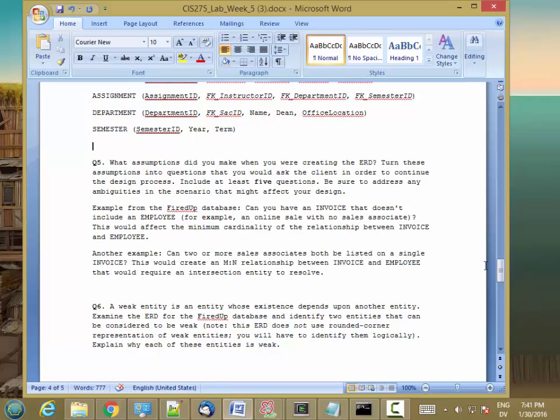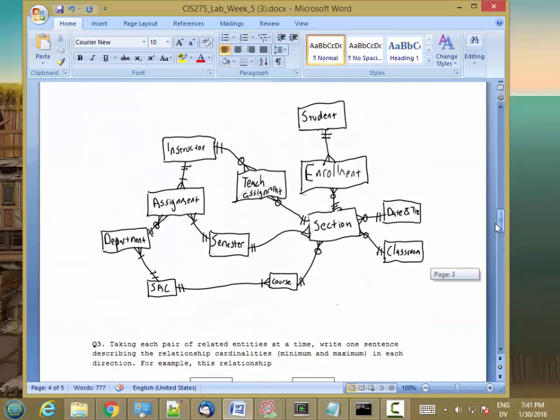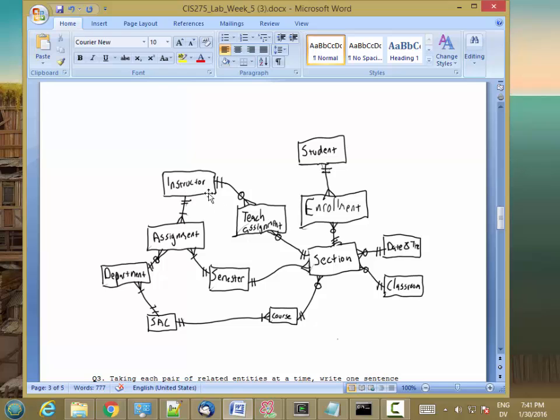So question 5 asks you about your assumptions, and I talked about that a little bit when I was working through the ERD. So basically what you're going to look at is these cardinalities are a good place to start. So looking at these minimum cardinalities, if you had something that could have either been optional or required, and you had to assume that it was going to be one or the other, that's something you would want to write down under question 5.